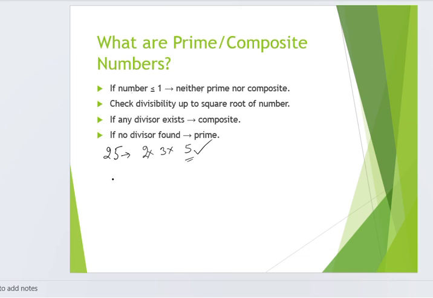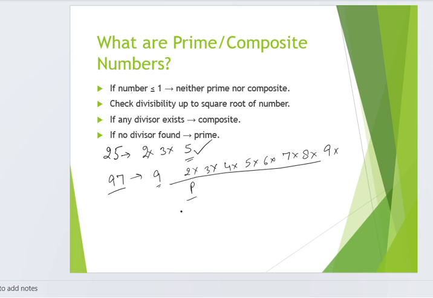Let's take another example, 97. If we talk about the square root, 9 into 9 is 81, so it will be something like 9.8. So the highest factor can be 9 only. If there is no factor till 9, there will be no further factors after 9 either. So it is not divisible by 2, 3, 4, 5, 6, 7, 8, and of course 9 also. It means this number is prime.